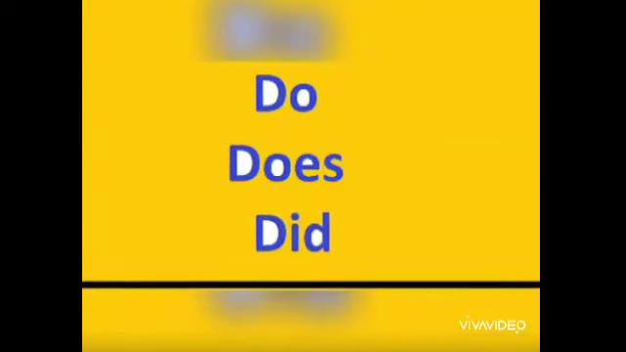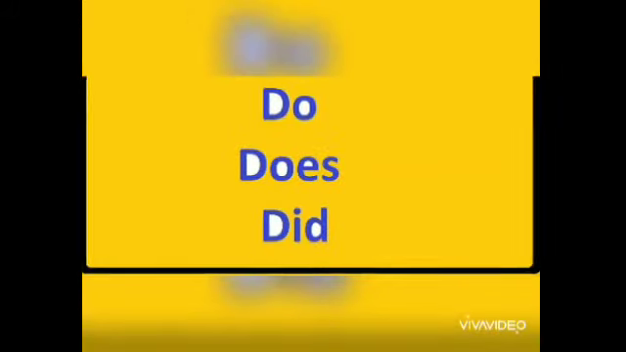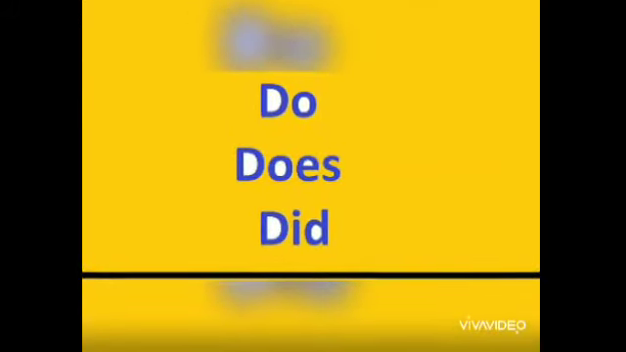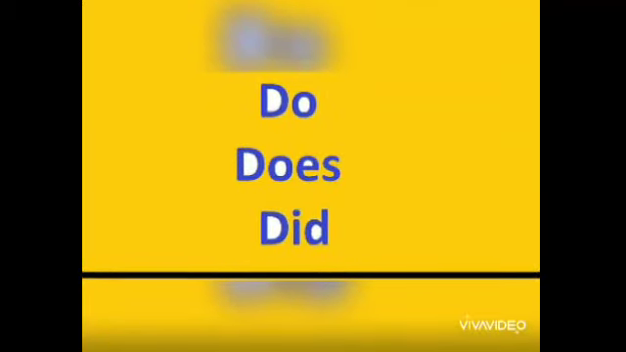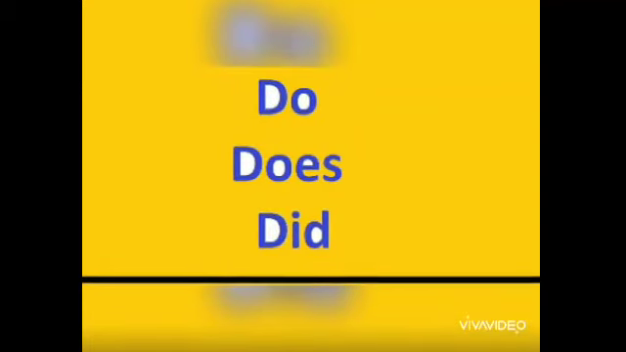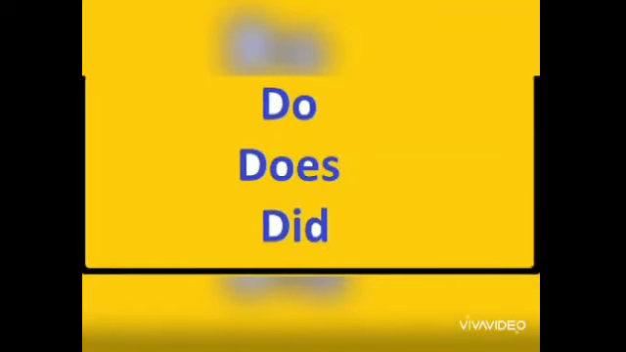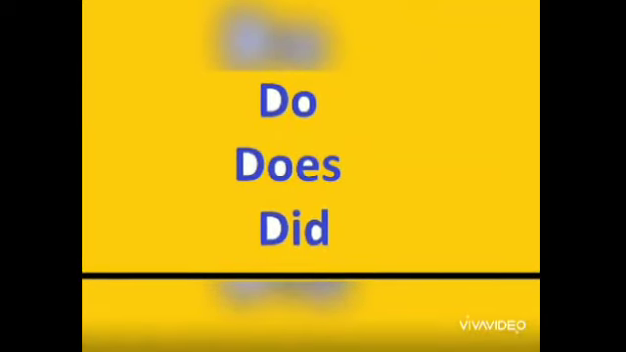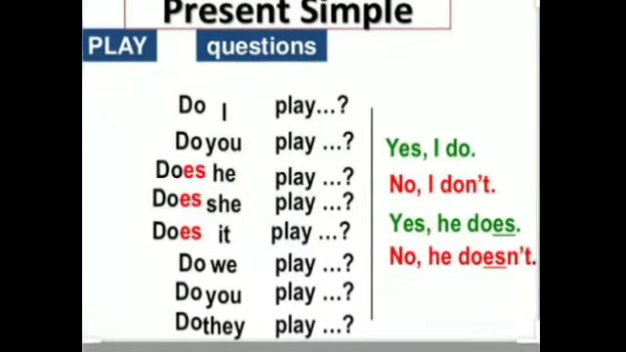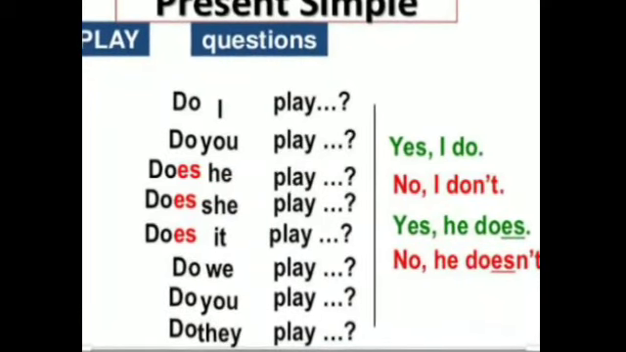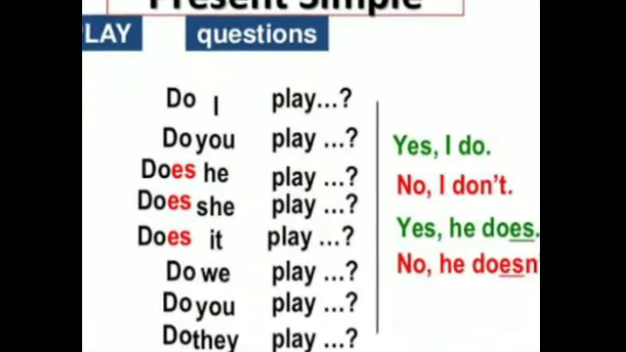Students, next we will learn why we use do, does, and did. Do, does, and did help other verbs to make negatives and questions. I want to repeat it. Why do we use do, does, and did? Do, does, and did help other verbs to make negatives and questions. So, when we have to ask a question and give the answer, we use do, does, and did.